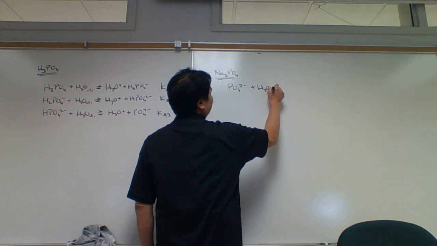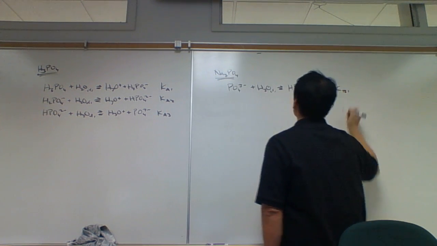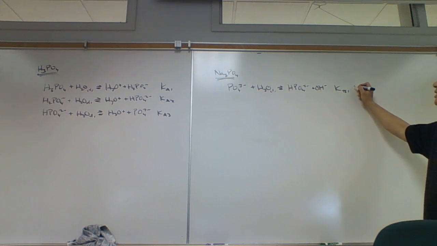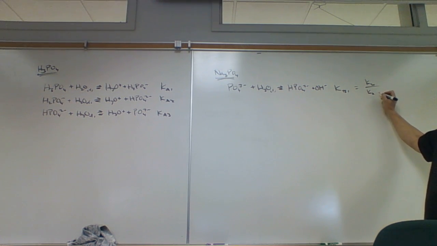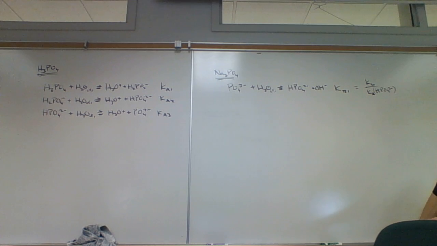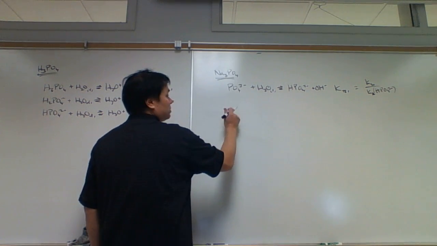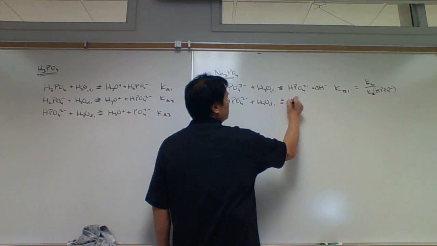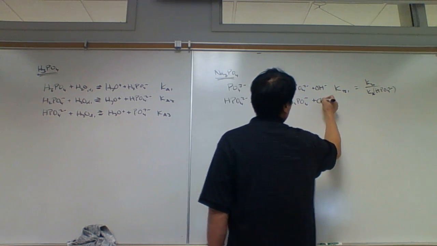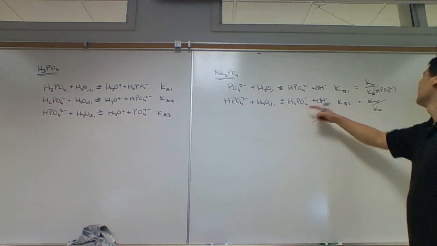Phosphate plus water gives us monohydrogen phosphate and hydroxide. This we call Kb1, and we figured out what Kb1 is. Kb1 was Kw over the Ka of its conjugate acid, which was HPO4 2 minus. So I'm backing up a little bit because I didn't cover this. It's capable of accepting 3 protons. The next step is the monohydrogen phosphate accepting a proton from water. This forms dihydrogen phosphate and hydroxide. So this will be Kb2, which is Kw over Ka for dihydrogen phosphate.